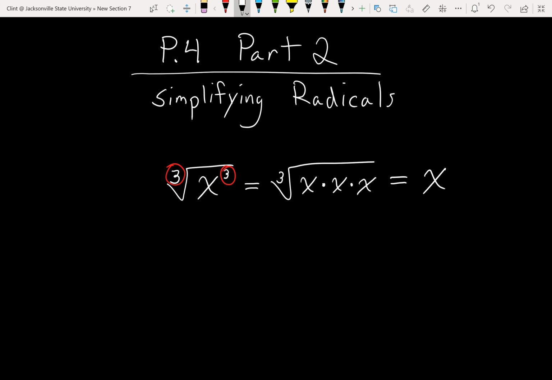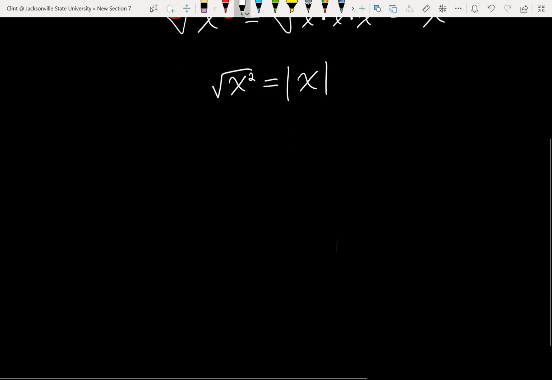One disclaimer here is that you do have to be a little bit careful, because a lot of you probably learned that the square root of x squared equals x. It actually doesn't. It's actually the absolute value of x. That's something you run into when you're dealing with even indexes. We're not going to worry about that, so you're not going to have to worry about absolute value on any of the problems that I give you. Just know that sometimes you have to throw absolute value in, but you don't have to worry about it.